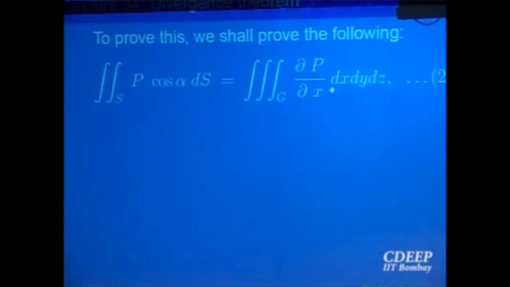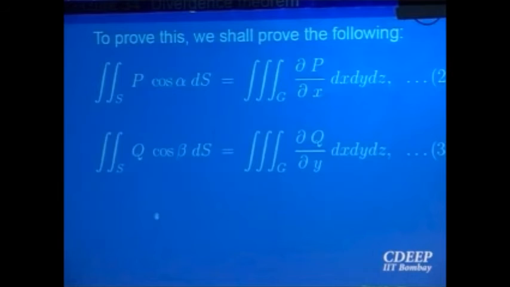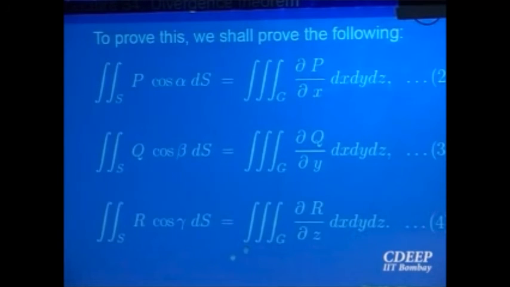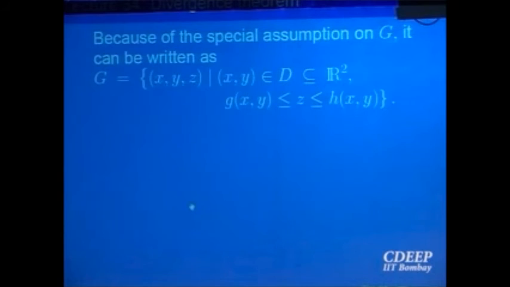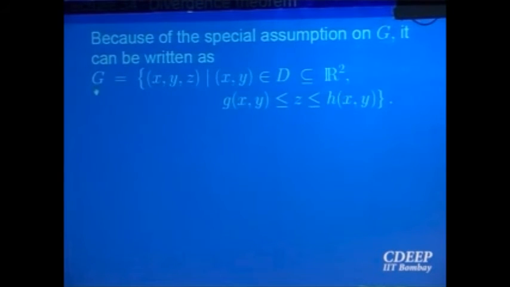The first one. Okay, so now if you want to compute this, what do you have to do? You have to realize what alpha is. Alpha is the angle that you make with the appropriate axis, the x axis. So these are the three equations that we have to prove. Let us prove one of them, and so let us write our domain G.